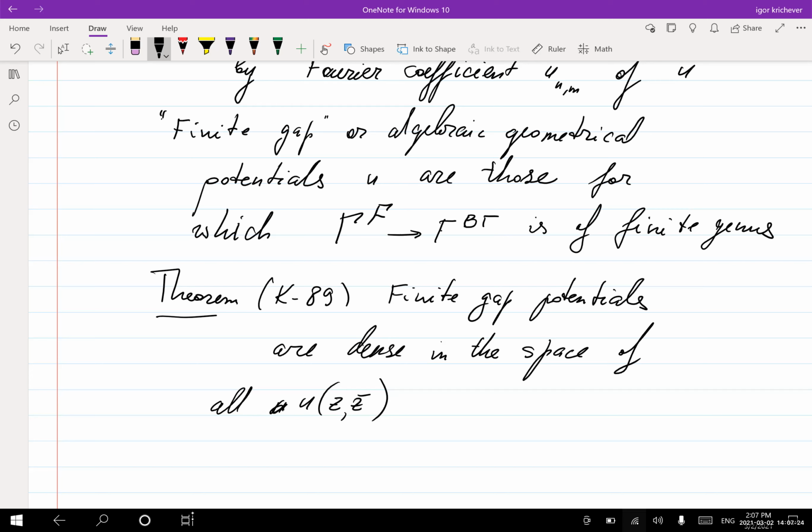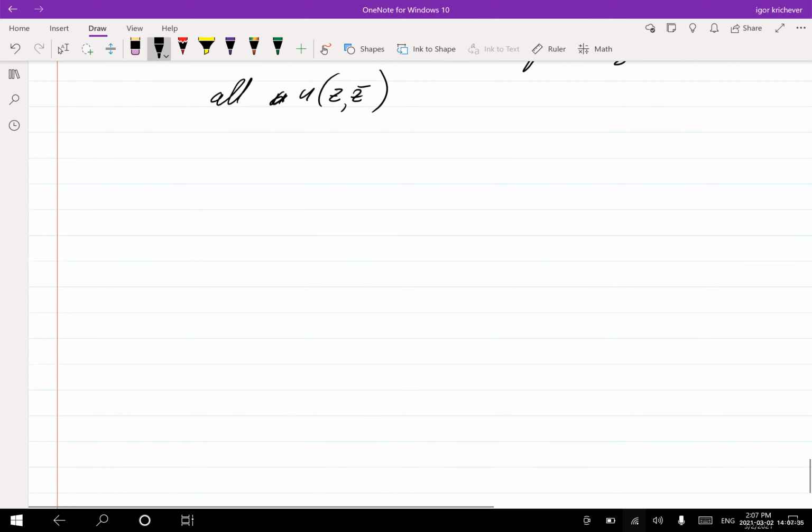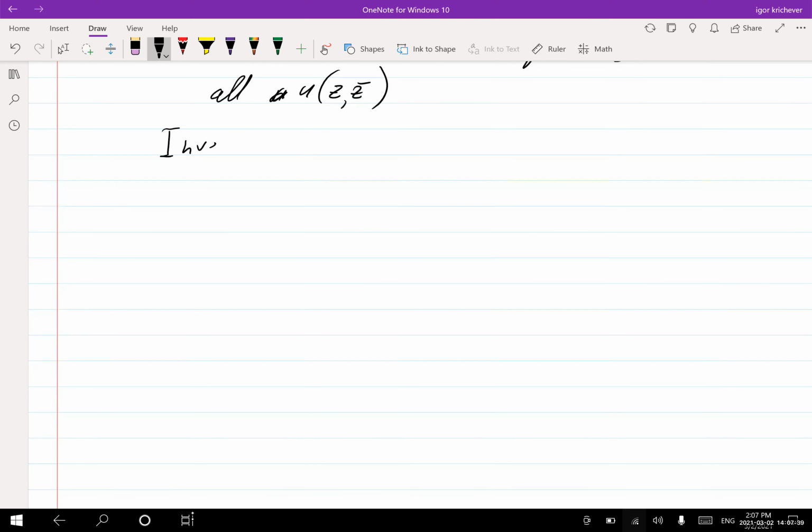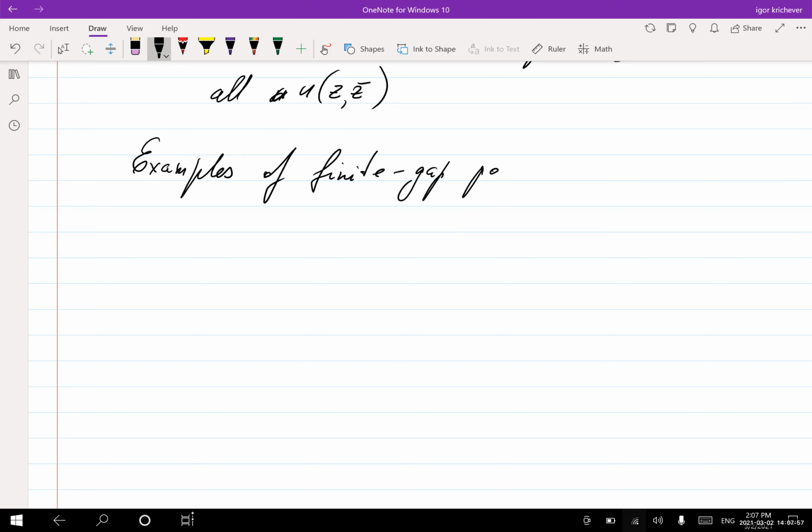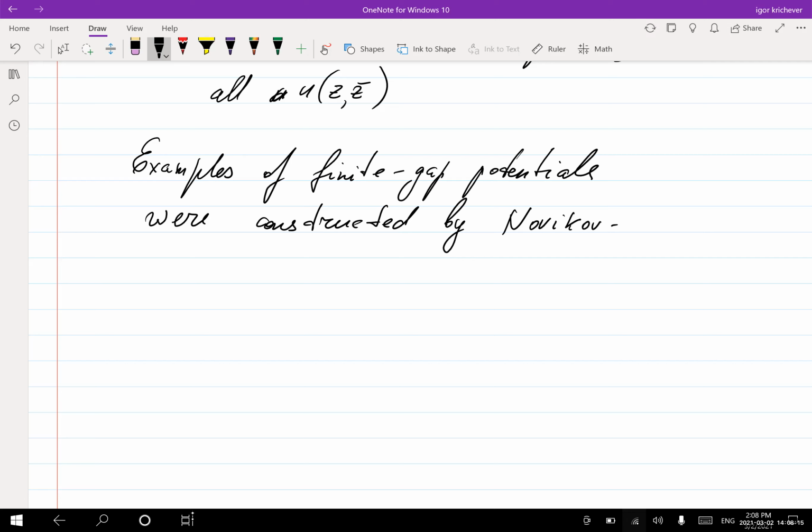Okay, let me just continue. So inverse examples of finite gap potentials were constructed first by Novikov and Veselov.